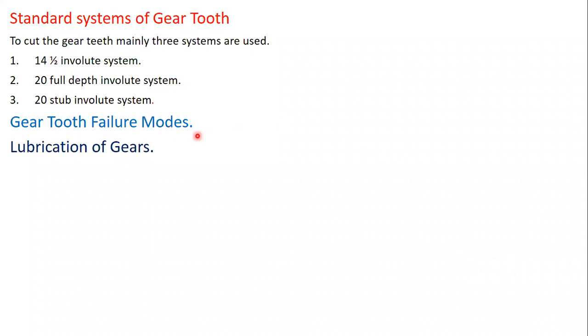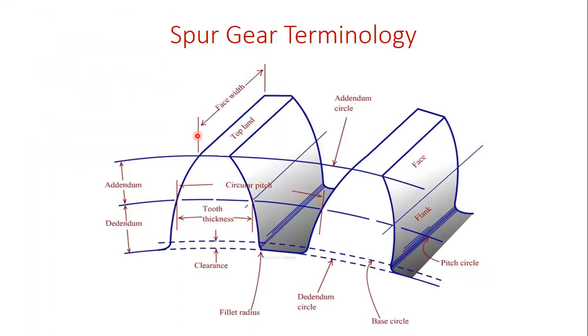Then you have to use properly graded oils depending upon whether you are using it for low speed or high speed. This is about the lubrication of the system. Now we'll see the terminologies which we are going to use in a spur gear.